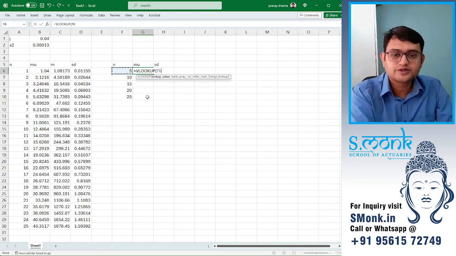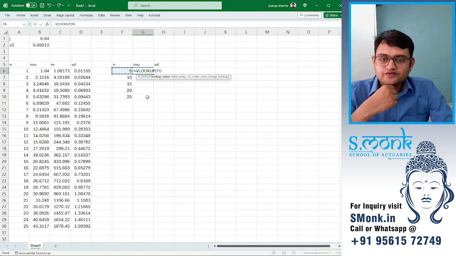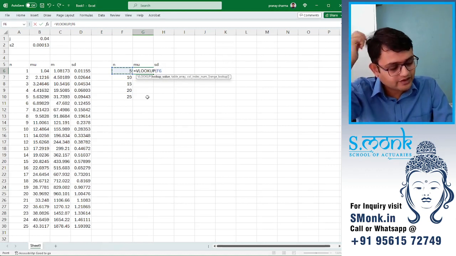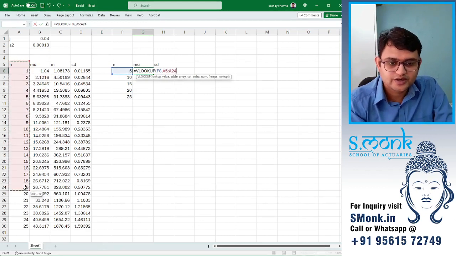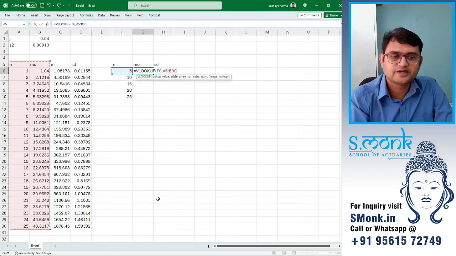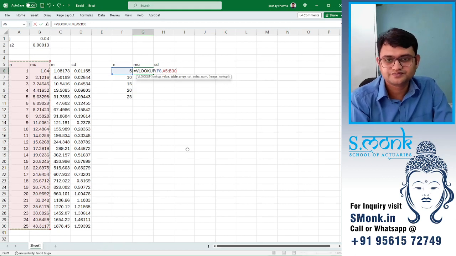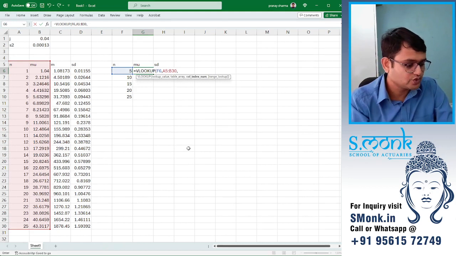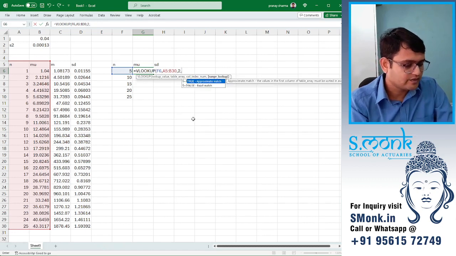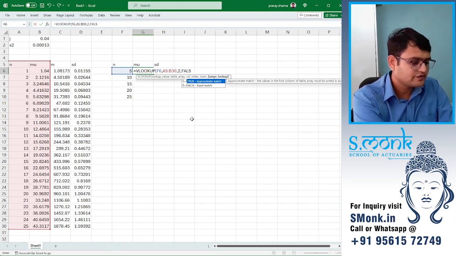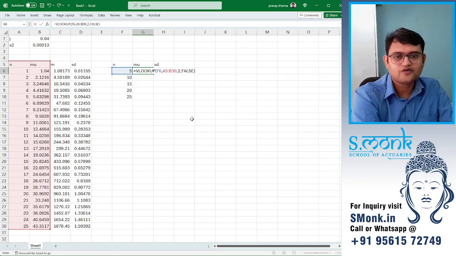So we want to look up this value, that is n is 5. From the table array, comma, to give the table from which I want it to look. So let's say this is my table array. I just want the mu value, comma, the column should be 2. Second column, my answer should be the second column. This is the mu values. And comma, I'll put false, because I want exact match. If I want exact match, I'll write false.